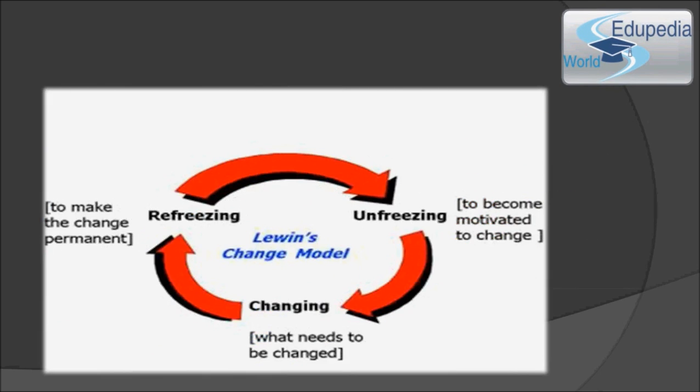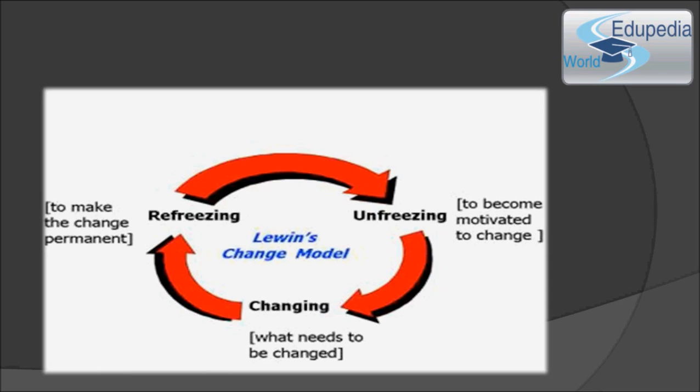Now, what is Lewin's change model? This is the first theory that we have to understand before bringing up planned change. Lewin's change model says that wherever we are, whatever is there as what is, we have to unfreeze it. Because we have to move that particular thing from that place to some desired place. That is the definition of the change. So unfreezing is to become motivated for the change.